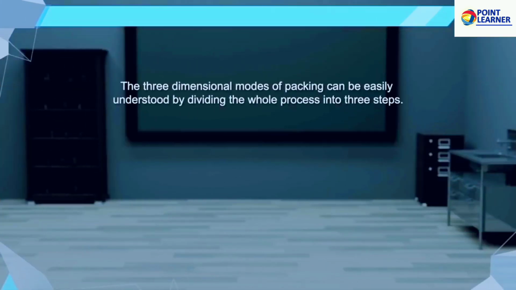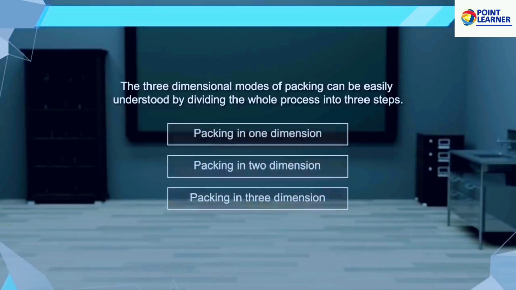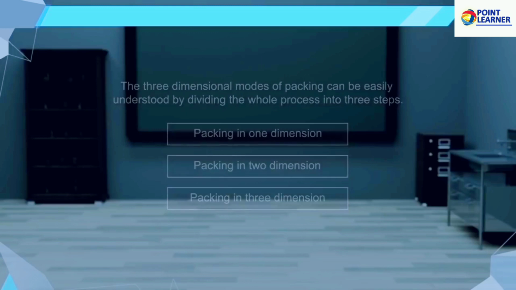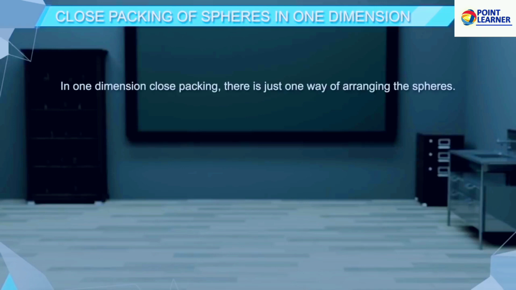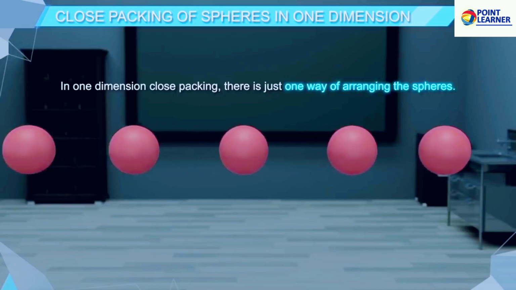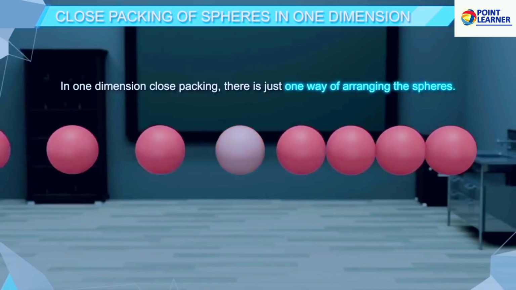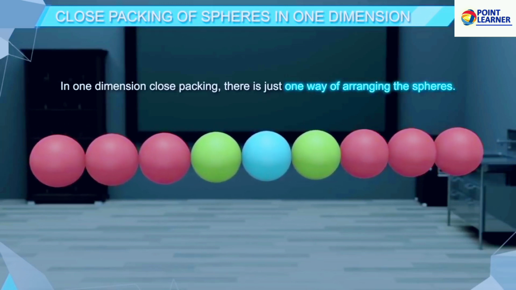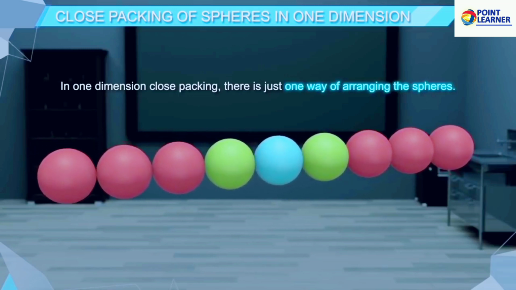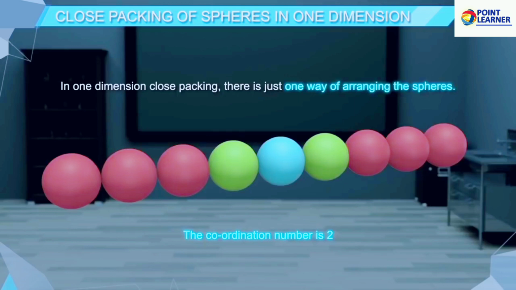The three-dimensional modes of packing can be easily understood by dividing the whole process into 3 steps. Close packing of spheres in 1 dimension. In 1 dimension close packing, there is just one way of arranging the spheres. Here, the spheres are arranged in a row touching one another. As a result, each sphere is in contact with 2 neighboring spheres. Thus, in 1-dimensional close packing, the coordination number is 2.